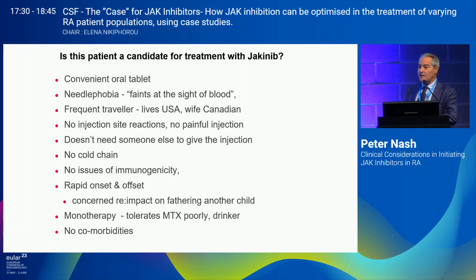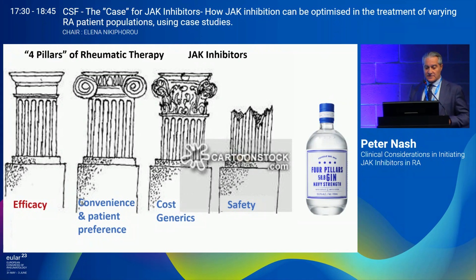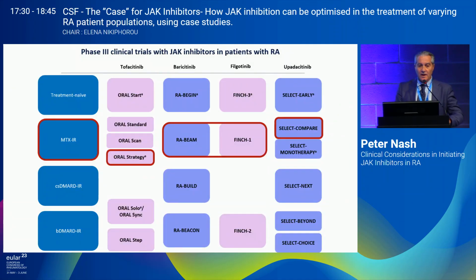This chap wanted to father another child and was worried about staying on medication long term. And again, monotherapy is something that we'll very briefly discuss, because there are 4 pillars of any therapy. You have to be convinced of efficacy. Patient preference and convenience now comes into play. Cost, access, generics are issues, but of course safety is the major issue we're all worried about now with JAK inhibitors, and I'm just going to give you my version of safety.